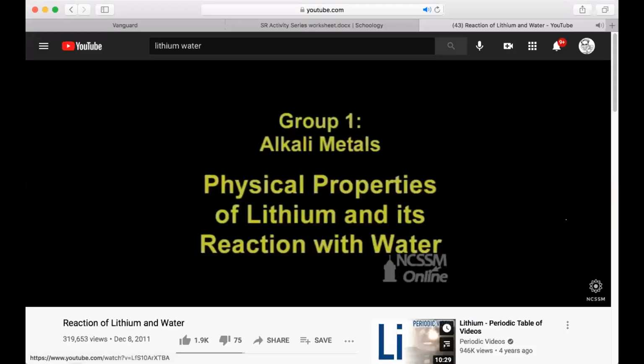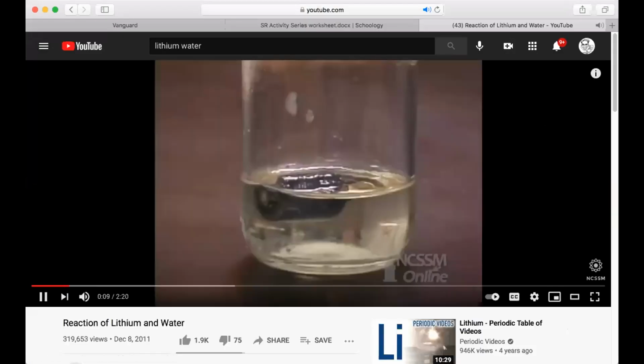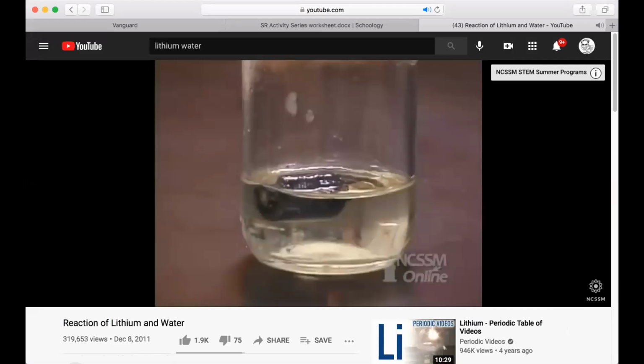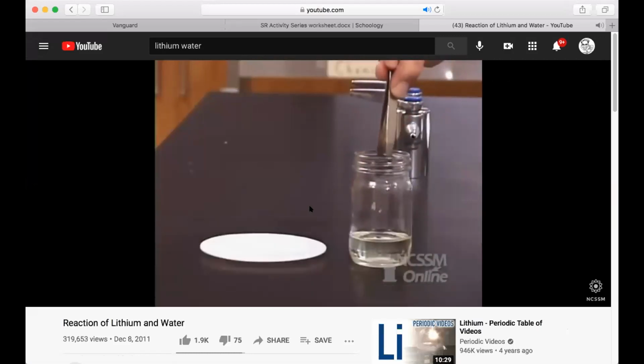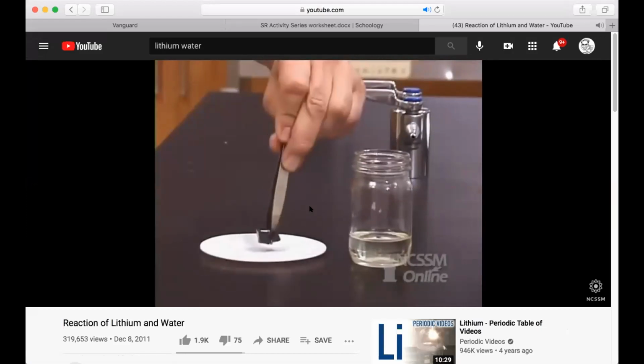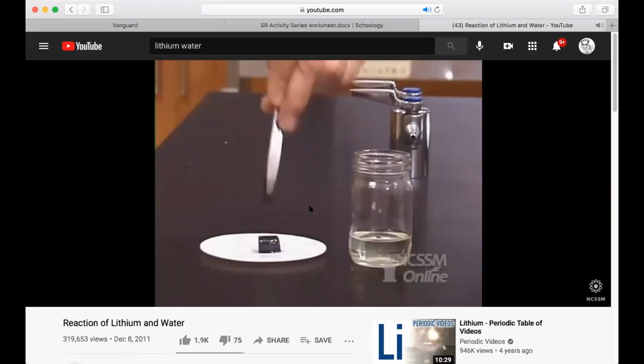So if you're remote, this is going to be kind of choppy. But this is a piece of lithium that's stored. I mentioned that the alkali metals are usually stored in oil. So that's a chunk of lithium stored in oil. And then the person is going to take it out of the container stored with the oil and slice a little bit off. It turns out the alkali metals are very soft.